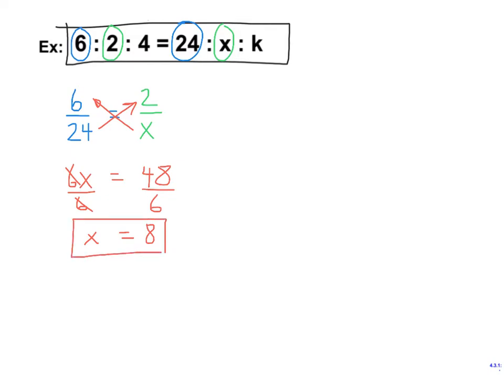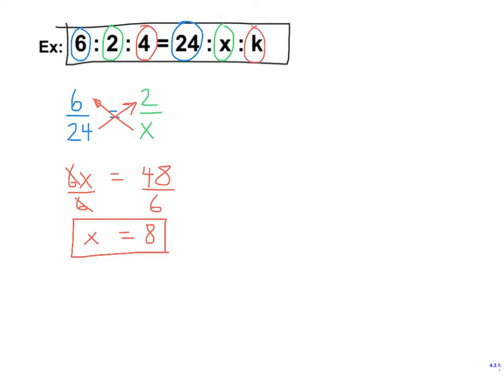So x is equal to 8. So that's how you would figure out x. Now we can continue. We could do this again. I mean, we could set up another problem except involving this time the 4 and the k. So let's set this problem up again.